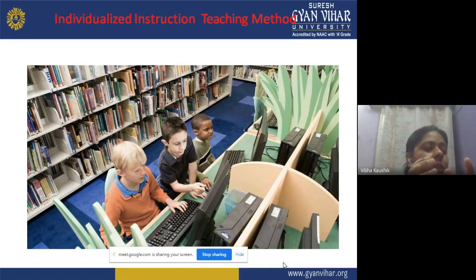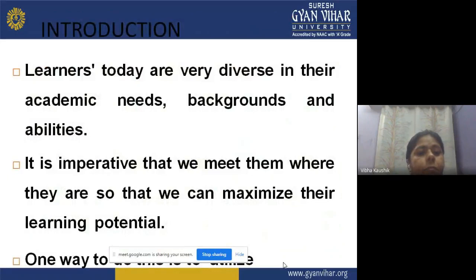What do you mean by individualized instruction and what do you mean by group instruction? First, we will discuss the individualized instruction teaching method. Learners today are very diverse. Diverse means they are different from each other in their academic needs, how they want to learn something, the different backgrounds they come from, and abilities, meaning the competencies.